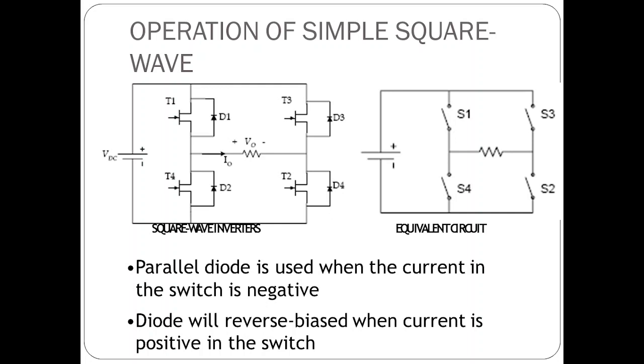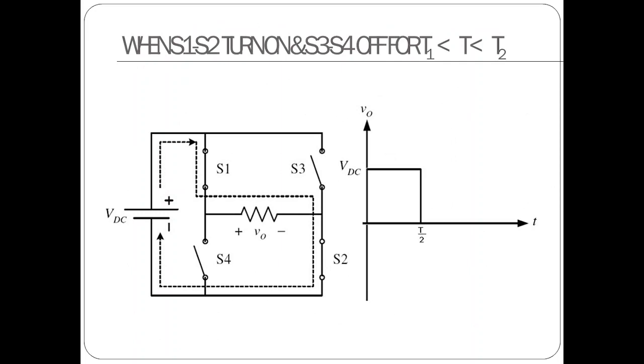So this is a simple square wave inverter, and these inverters are in good demand here because they give a pure voltage that will be used for different purposes. Now here we see that there are switches S1, S2, S3 and S4. Now let me tell you, whenever S1, S2 is turned on and S3, S4 is turned off, what happens? The waveform will be like this.